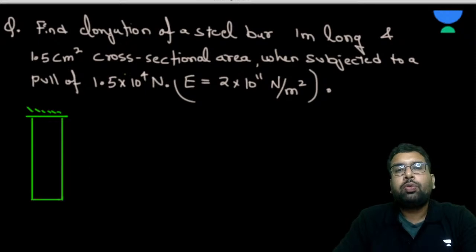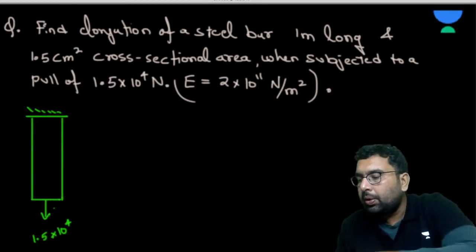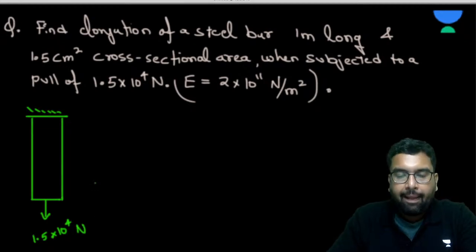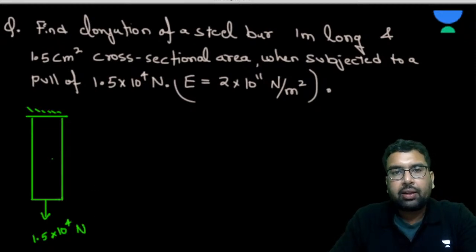Okay. So find elongation of a steel bar 1 meter long and 1.5 centimeter square cross sectional area when subjected to a pull of 1.5 into 10 to the power 4 Newton. So this is 1.5 into 10 to the power 4 Newton. And the area is given and length is given. So this is 1 meter.